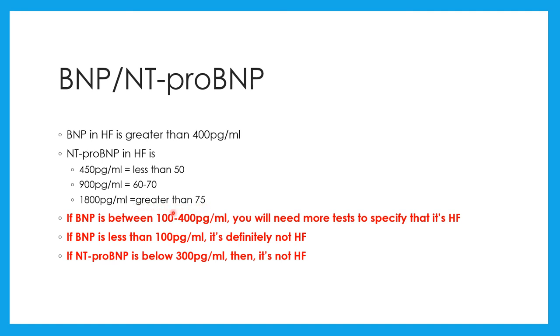If BNP is between 100 and 400 pg per ml, you will need more tests before you can say that this is heart failure. But if BNP is less than 100 pg, you are comfortable to say definitively that this is not heart failure. If NT-proBNP is below 300 picogram per ml, then you can confidently say this is not heart failure.